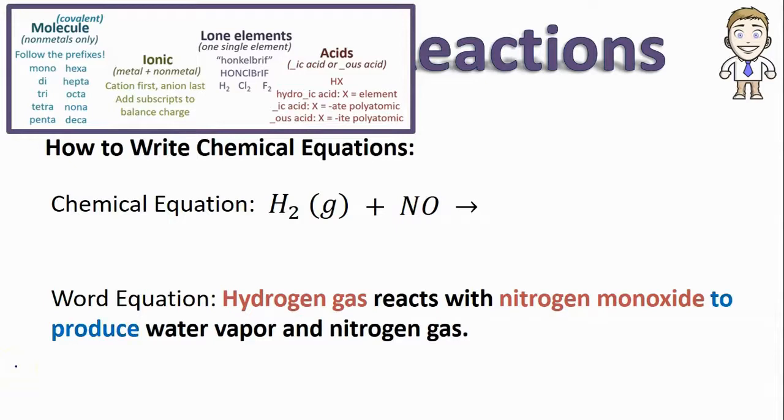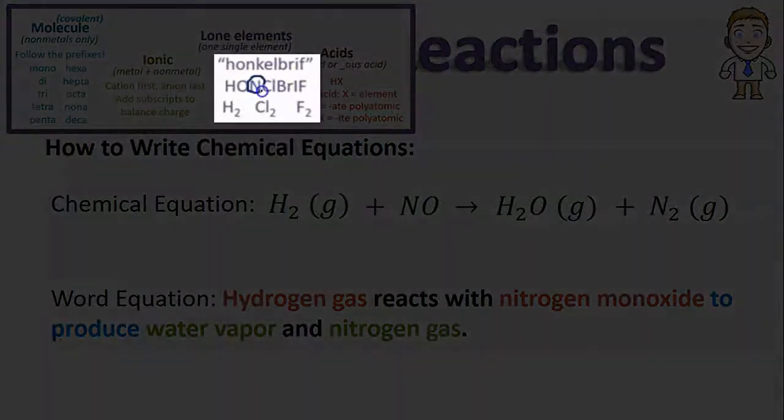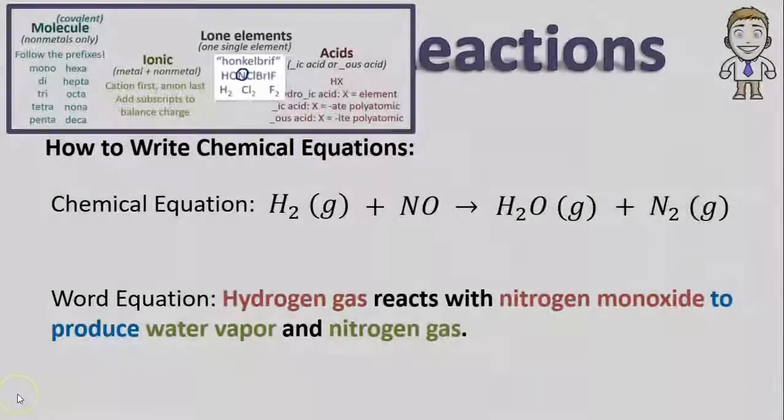Now it says to produce, so I put my reaction arrow. Water vapor is just common knowledge. Water is H2O. Vapor means it's a gas. And lastly, nitrogen gas is a lone element, also part of the special 7. That should get a subscript of 2.